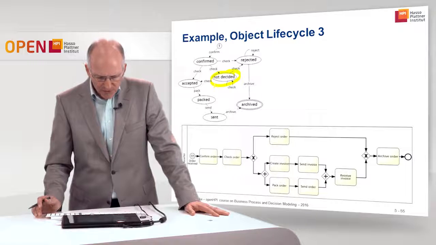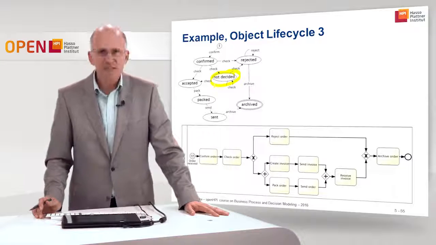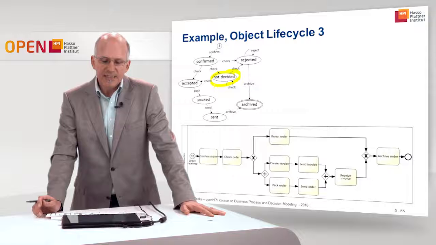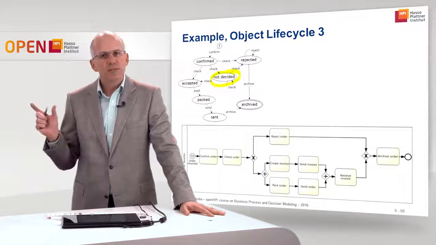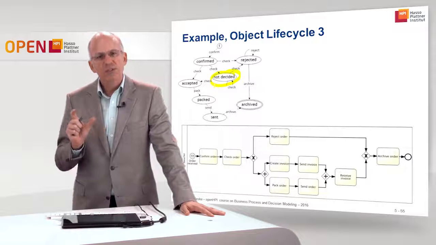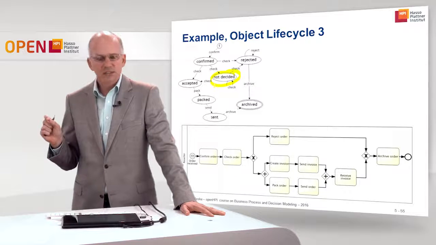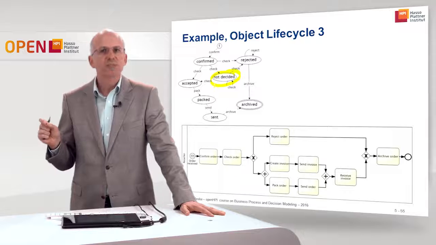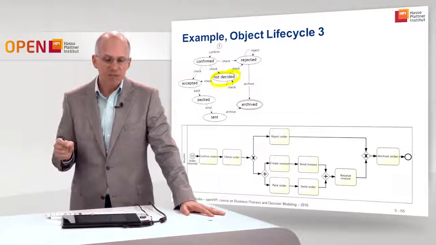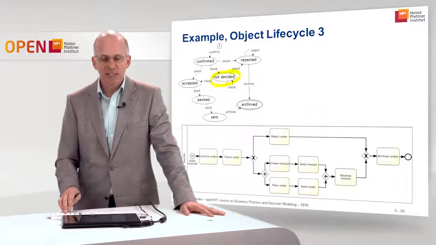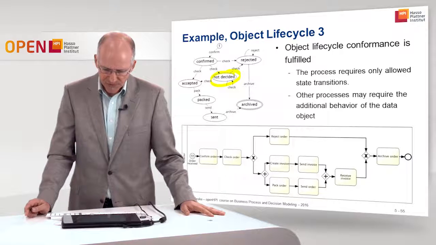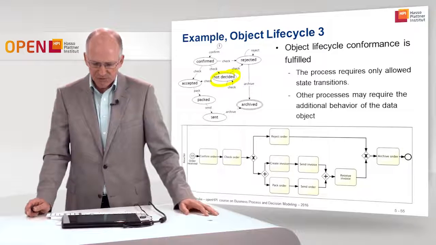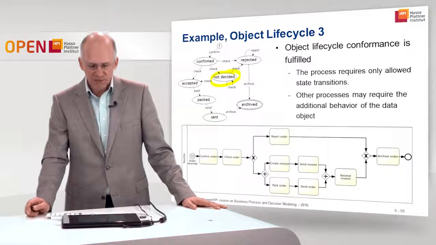But there is more. There's this not decided state that is not used. But we did not ask for a one-to-one correspondence between process and data object, but we just said everything that the process requires in terms of state transition is provided by the object. And that obviously also in this case is true. So object lifecycle conformance is fulfilled. Also in this case, the process requires only allowed state transitions.